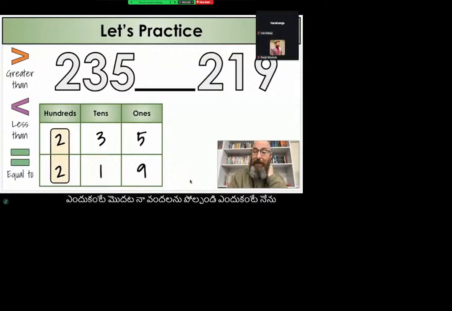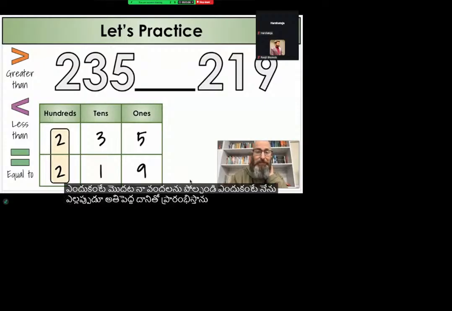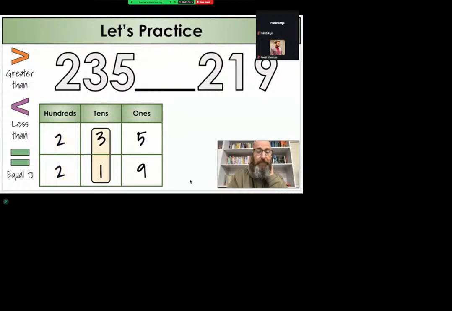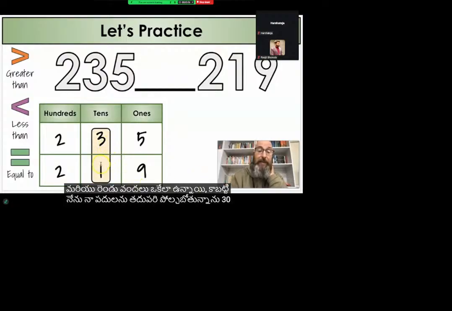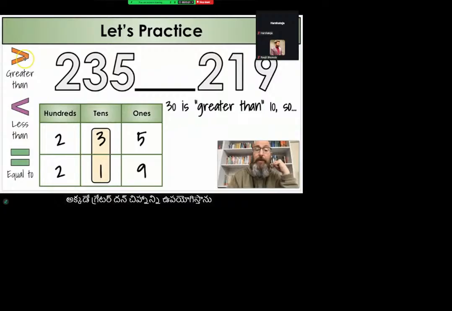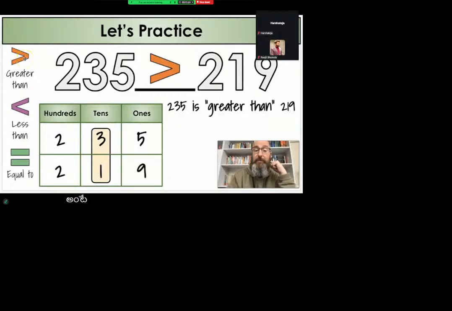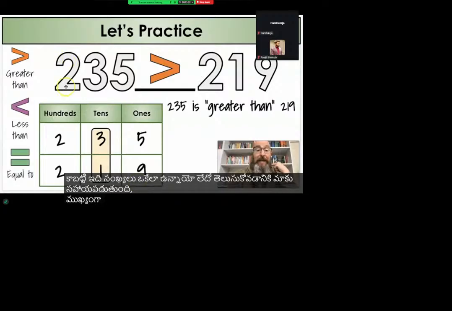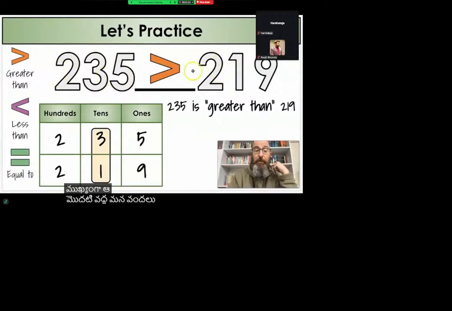Compare my hundreds first because I always start with the biggest one. And the two hundreds were the same. So I'm going to compare my tens next. 30 is bigger than 10. These are not the same. If 30 is greater than 10, I'm going to use the greater than symbol right up there, which means 235 is greater than 219. So this is helping us figure out if the numbers are the same, especially if our hundreds are the same. It gets a little confusing sometimes. So this helps us figure those out so it's not so confusing.